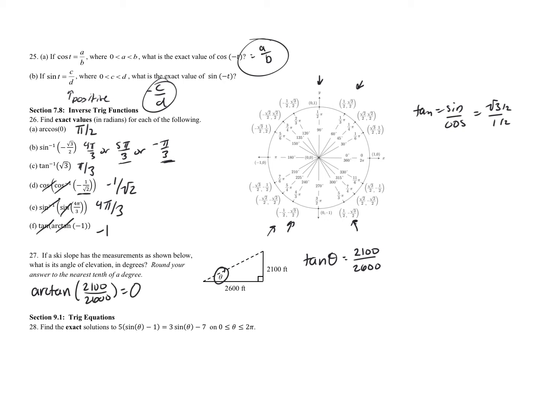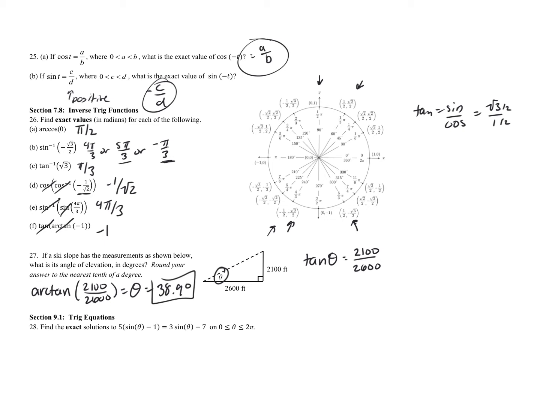this value here. Plugging that into your calculator in degrees, remember that your mode needs to be in degrees since we're asking for degrees here. We're going to round the answer to the nearest tenth of a degree, and so that's going to give us about 38.9 degrees as our answer. All right, that's it for inverse trig.